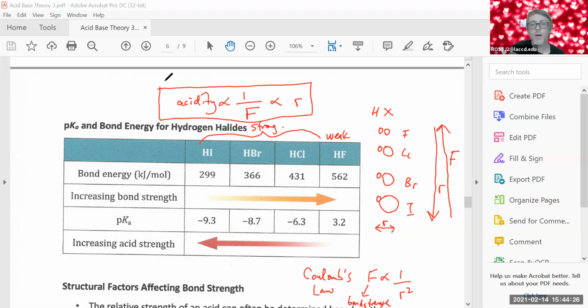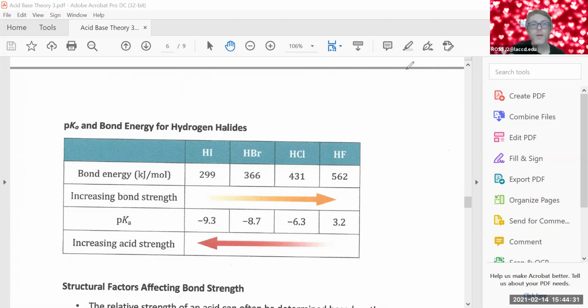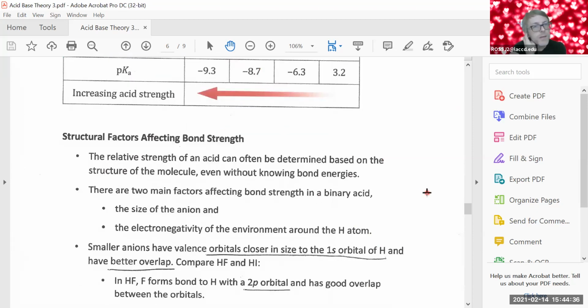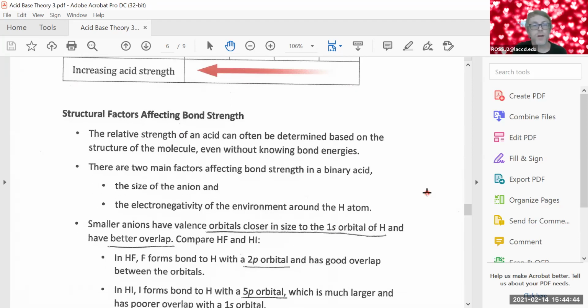So you can pause this video, have a think about all of that good stuff. Meanwhile, in real time, on we go. Some other structural factors. I think we've just started to look at the size of the anion. The size of the anion will lead to bond length. That is proportional to R. So we've just seen that recently.